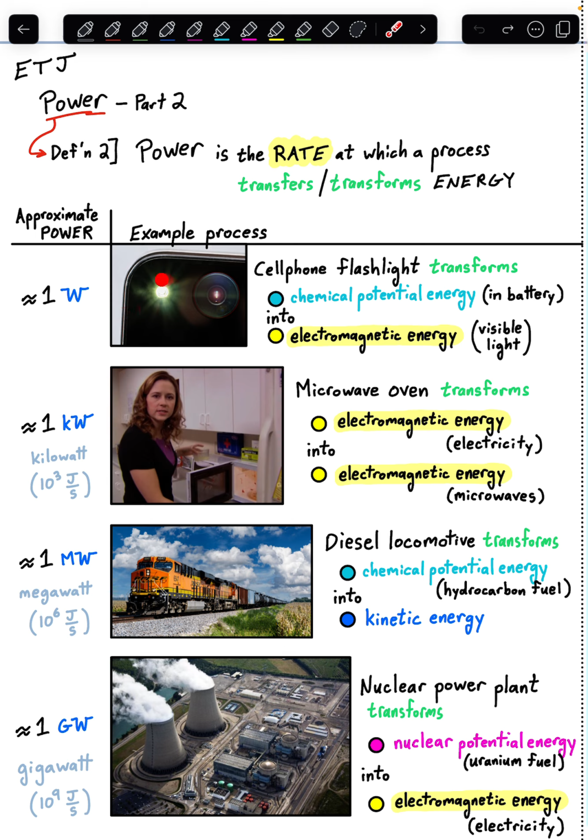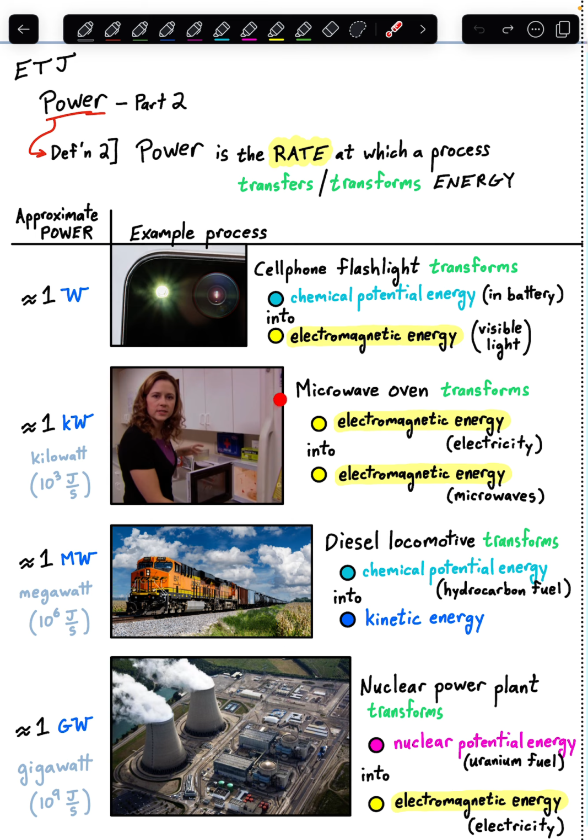A cell phone flashlight is going to transform chemical potential energy in the cell phone's battery into electromagnetic energy, this yellow orb here, in the form of visible light. Light is a form of electromagnetic energy. And that little bulb there is going to convert chemical potential energy into electromagnetic energy at a rate of about 1 joule per second, or 1 watt.